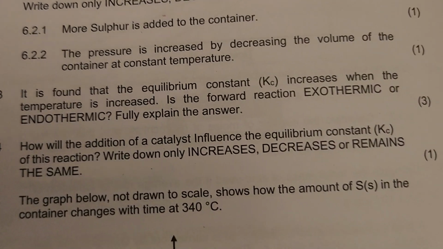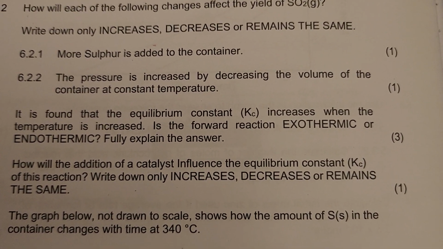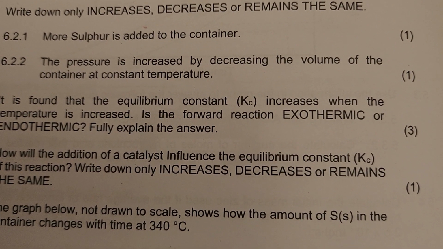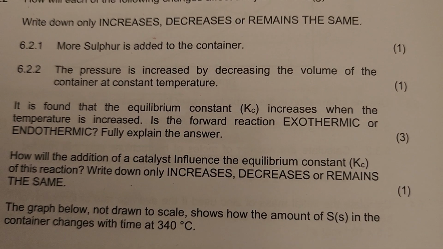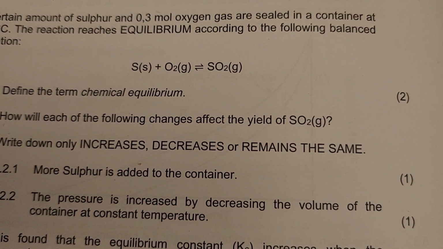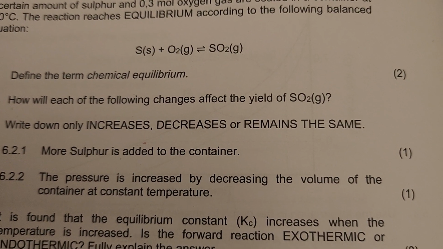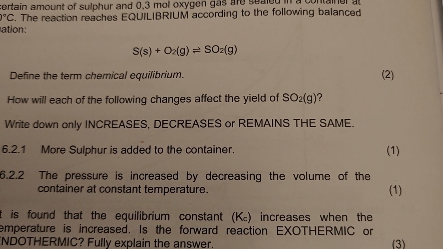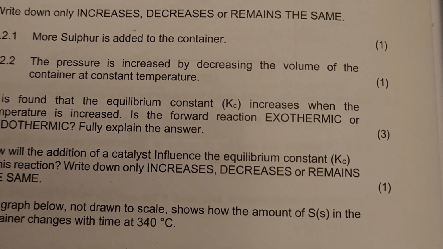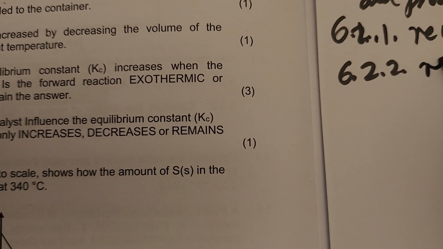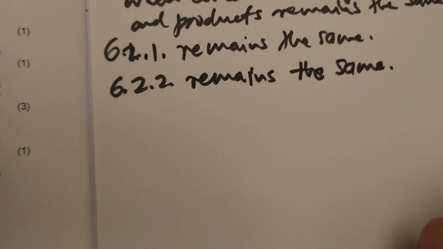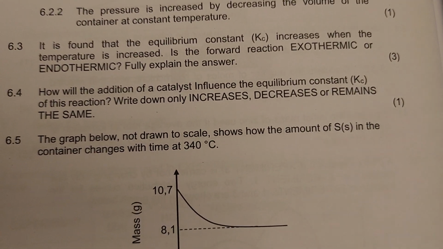6.2.2, now is a question of pressure. They say pressure is increased by decreasing the volume of the container at constant temperature. When we look at this reaction, we see that 1 mole of gas is on the left, the reactant side, and 1 mole of the gas is also on the right hand side. Therefore, pressure won't have any effect on this equilibrium. Again, it remains the same because equal moles of the gas appear on both sides.